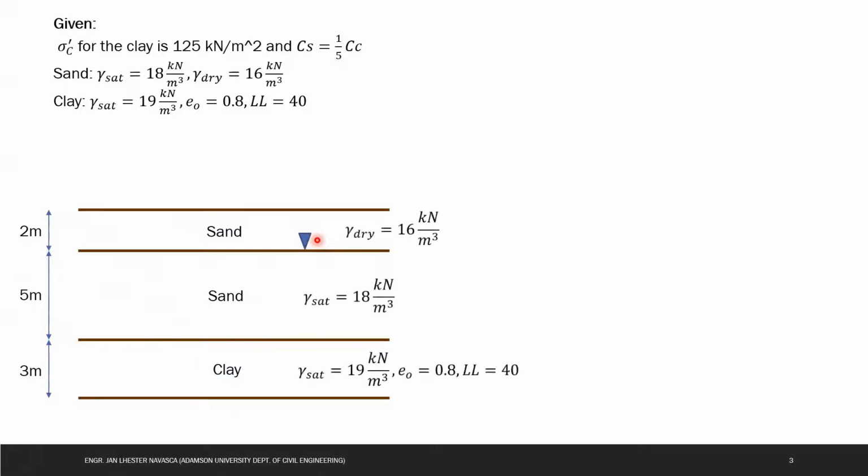Okay, and writing our unit weights. We have a dry unit weight of the 2-meter sand layer, that is 16 kilonewton per cubic meter, a saturated unit weight of sand of 18, a saturated unit weight of clay of 19, an in situ void ratio of 0.8, and a liquid limit of 40. Then also we have an induced pressure, delta sigma prime, the load at the ground surface of our soil profile.